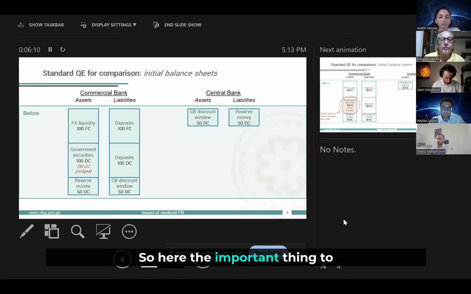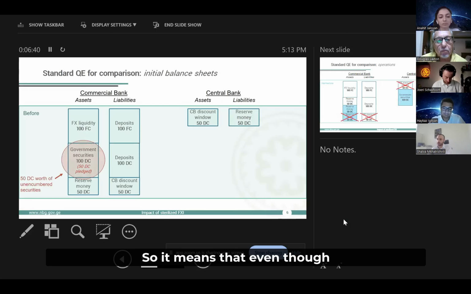So here, the important thing to note is that banks do have domestic currency or lari liquid assets, but some of these liquid assets are pledged in central bank operations. So when they borrow these reserve balances from the central bank, they pledge government securities or similar assets which are eligible for these operations, part of the collateral base. This will be an important part, and let's have this in mind for now. So it means that even though the bank has 100 lari of government securities, only 50 of them are free, so to say, for the bank to use.